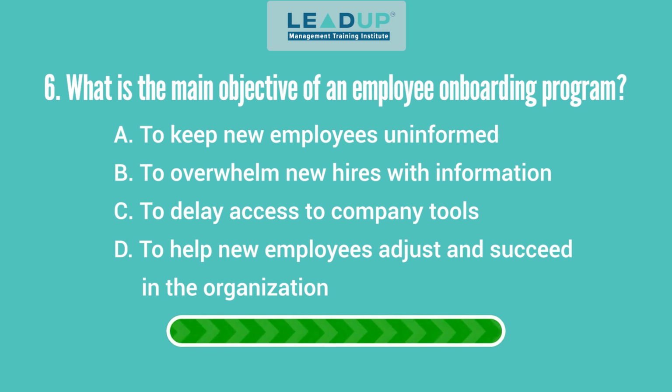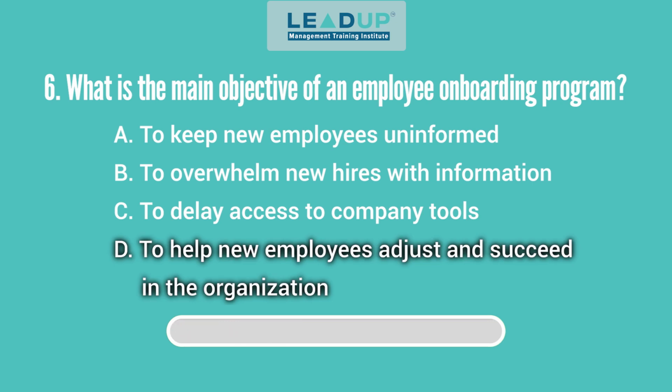Question 6. What is the main objective of an employee onboarding program? A. To keep new employees uninformed. B. To overwhelm new hires with information. C. To delay access to company tools. And D. To help new employees adjust and succeed in the organization. Answer: to help new employees adjust and succeed in the organization.